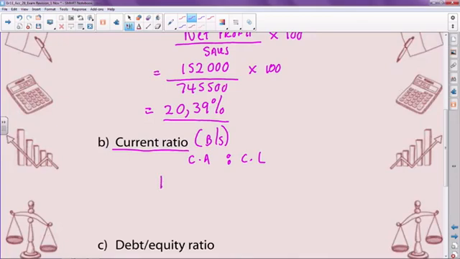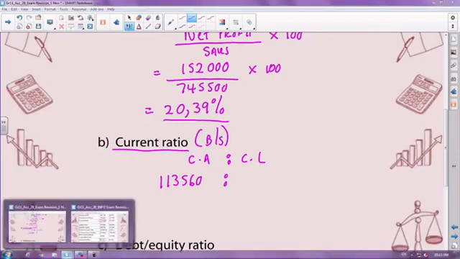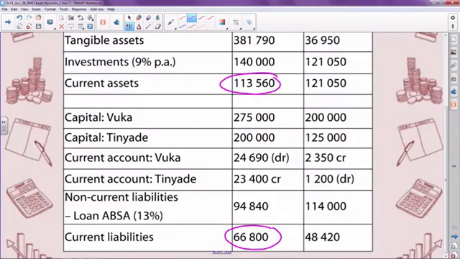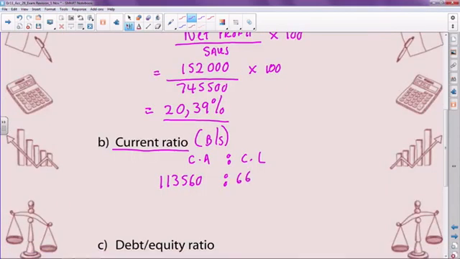Okay, 113,560 is to my current liabilities, 66,800. At this stage, you should be very familiar with how to do the actual calculation. So obviously, I'm going to divide the right-hand side by 66,800.